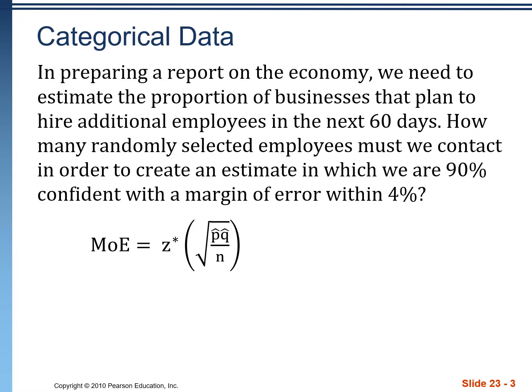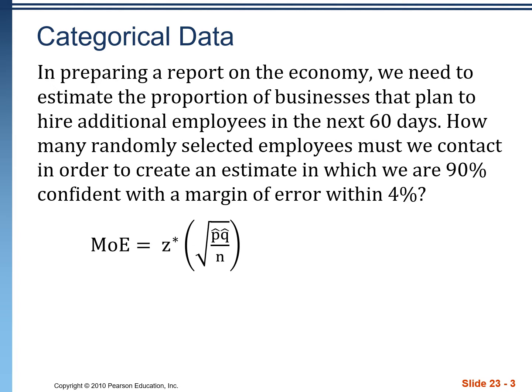Let's start with a question about categorical data. In preparing a report on the economy, we need to estimate the proportion of businesses that plan to hire additional employees in the next 60 days. How many randomly selected employers must we contact in order to create an estimate in which we are 90% confident, with a margin of error within 4%?